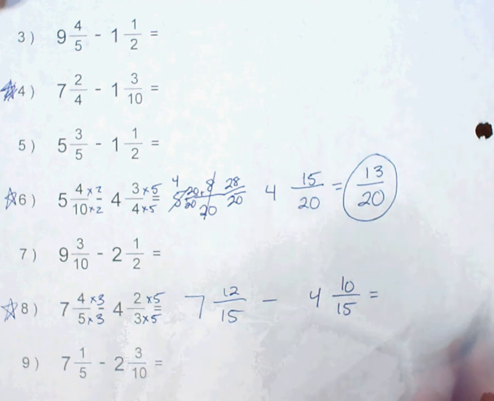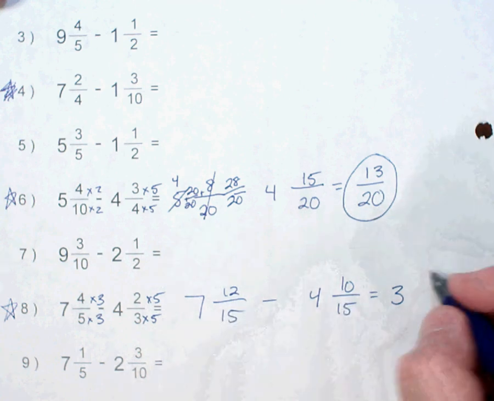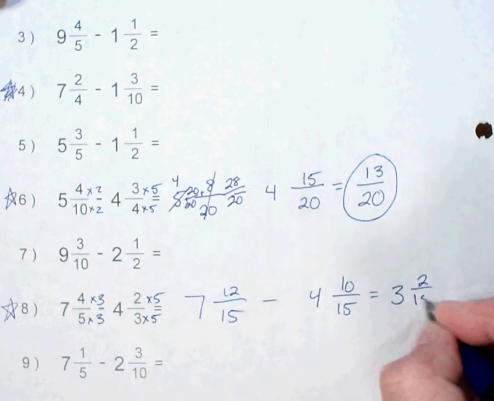So 7 minus 4 gives me 3. I'll start with my whole numbers. And then 12/15 minus 10/15 gives me 2/15.